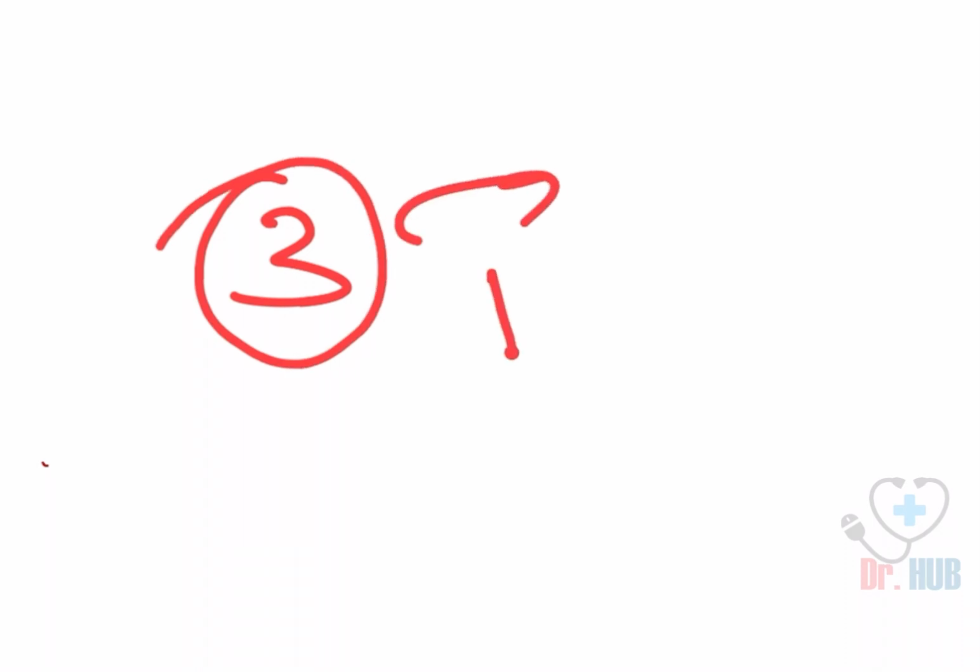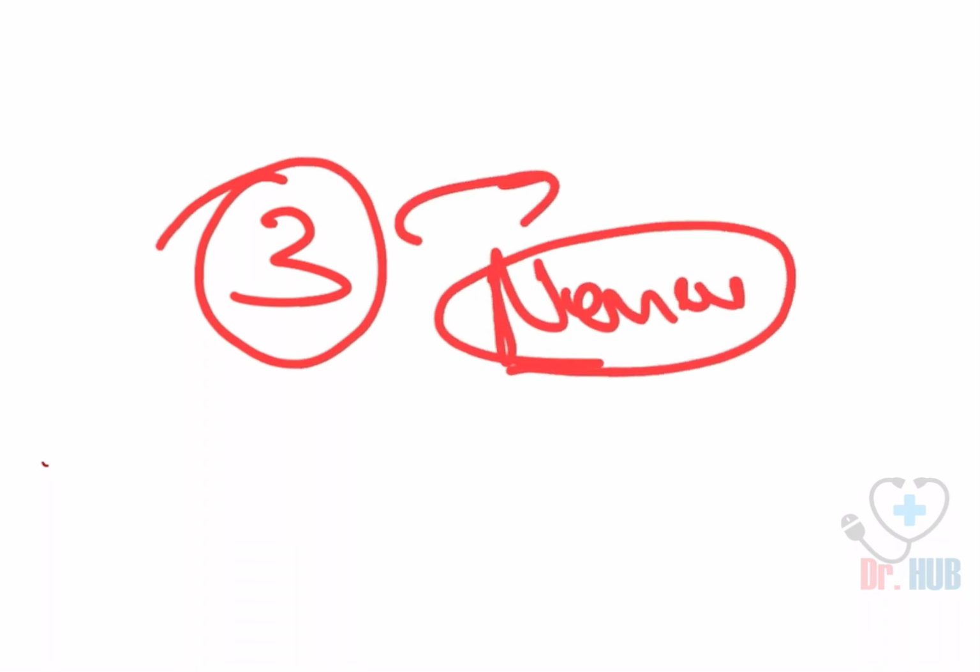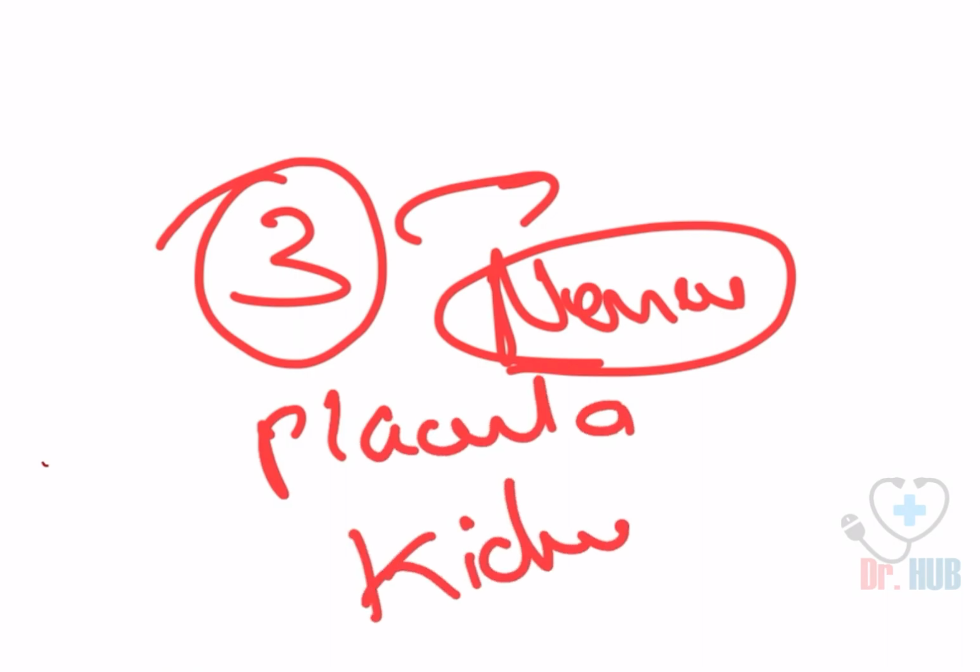Then we are looking at GLUT3. GLUT3 is in the neurons, the placenta, as well as the kidney, and it has a very high affinity.